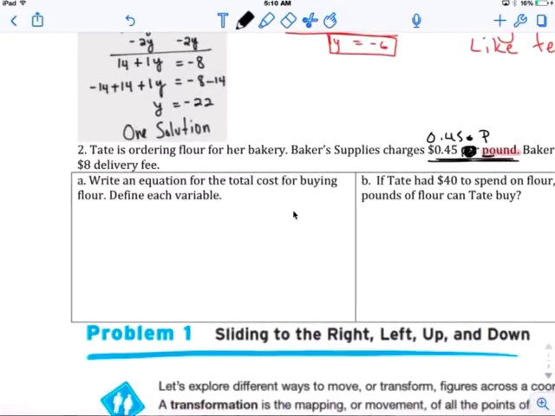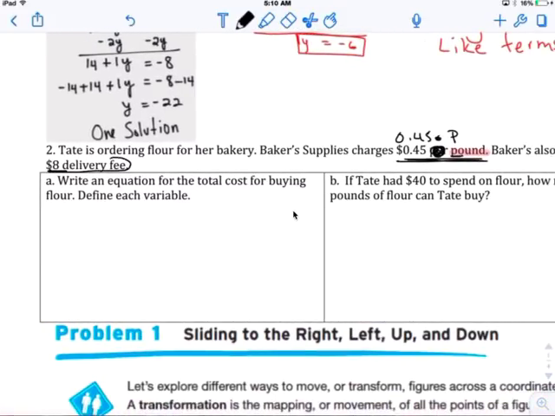Baker also has an $8 delivery fee. Anytime you have a fee, it's a plus 8. So this is 0.45 times P, you don't have to put a dot, plus $8 delivery fee, plus $8 in fee for delivery. Okay, it says write an equation. It's an equation, has an equal sign for the total cost. So this should be total cost, but we write C for total cost.